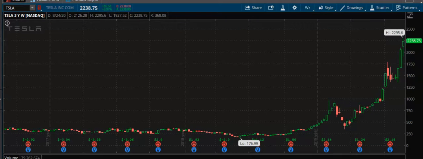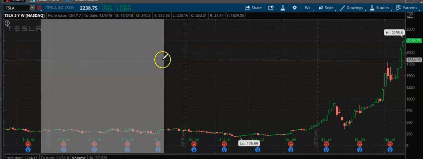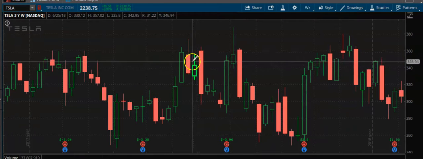Today we're going to look at Tesla and study its chart over the last 3 years, look at patterns and watch what the patterns tell us about what the stock's going to do. I'm going to start by highlighting 2017. So I'm just going to grab this and highlight that part of the chart.